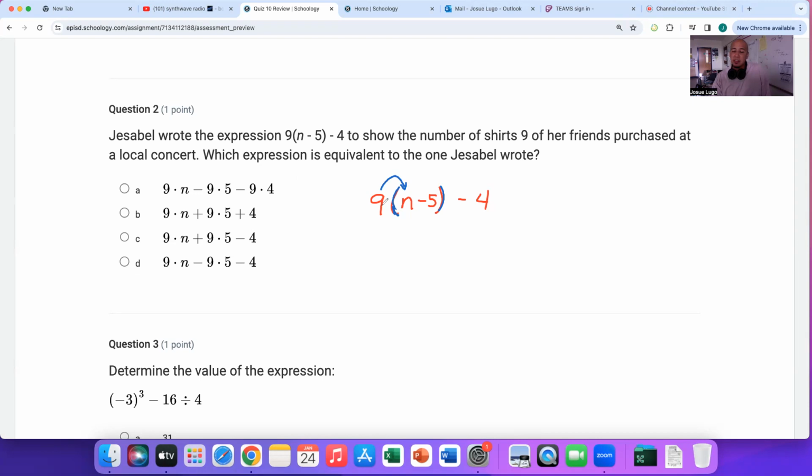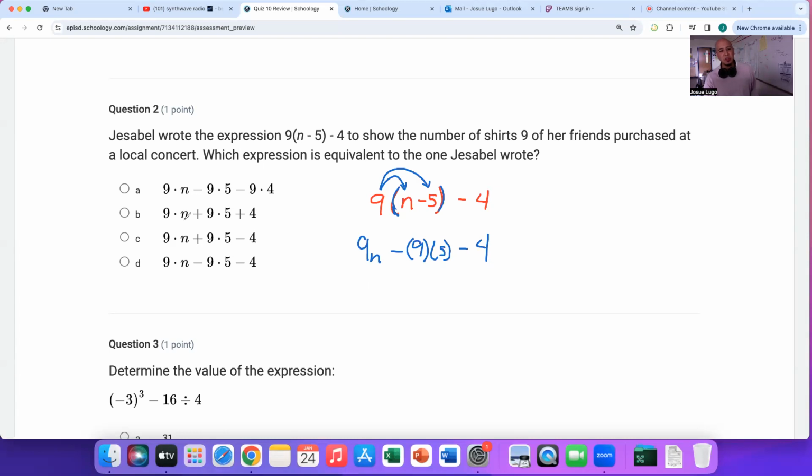Or we can follow the very same pattern that we saw when we were looking at the distributive property. I can distribute the 9 to both of the terms inside of the parentheses. So 9 times n minus 9 times 5. If you see your notes, you should be familiar with that pattern. You should follow those arrows. So 9 times n is going to be 9n minus, because we have a minus sign, 9 times 5, which is 45, but I'm just going to write 9 times 5, and then minus 4.